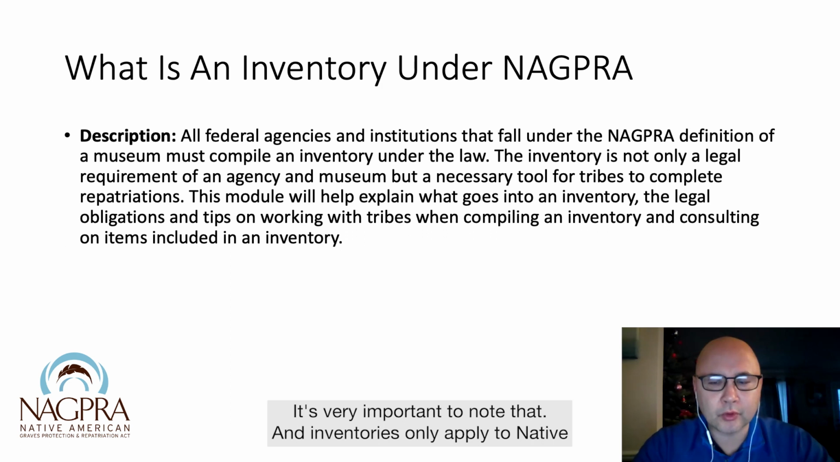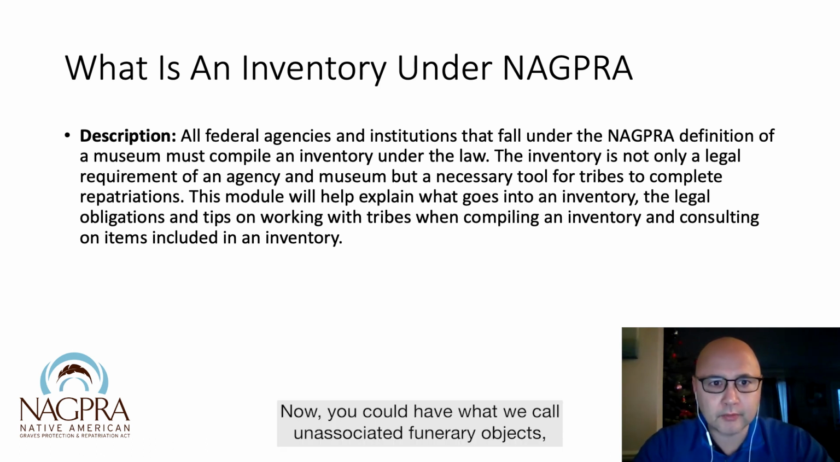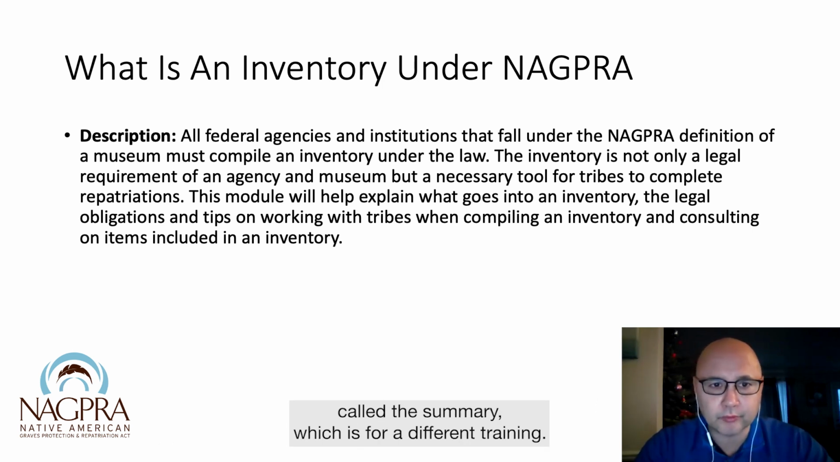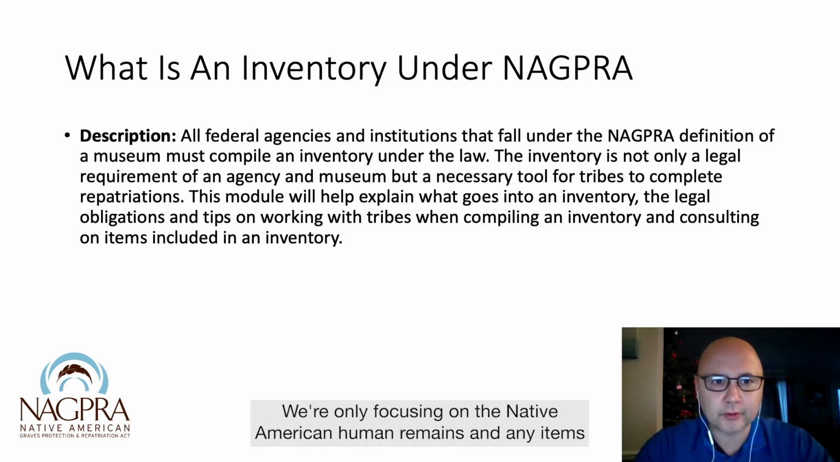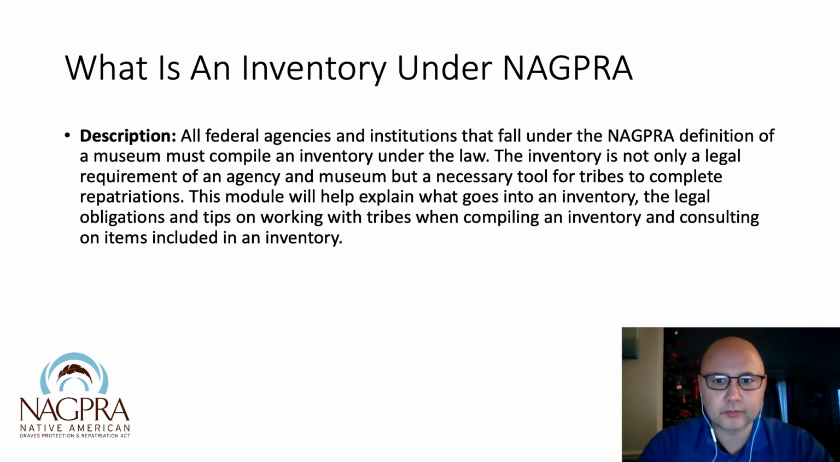And inventories only apply to Native American human remains and the associated funerary objects with those remains. Now you could have what we call unassociated funerary objects, but that gets into a different list called the summary, which is for a different training. We're only focusing on the Native American human remains and any items that are associated with those remains.